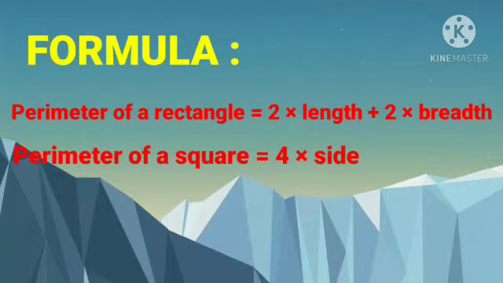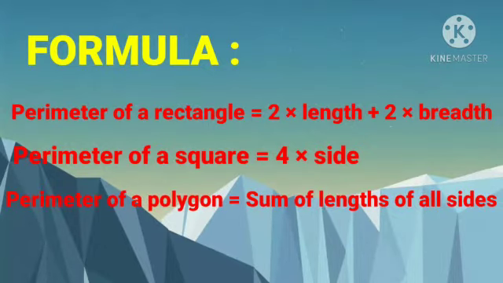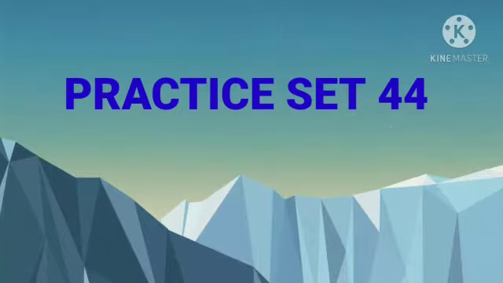Clear? Now the third formula is the perimeter of a polygon. So what will you do while finding the perimeter of your polygon? You have to find the sum of the lengths of all the sides. Clear? It means you have to add all the sides of your polygon, so you will get the perimeter of that polygon. Understood, students?